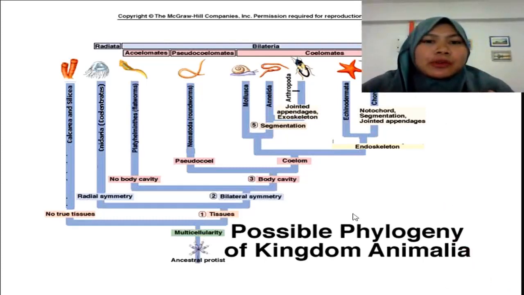So I would like you to make sure you really understand and memorize the hierarchy of complexity of the animal kingdom, starting from the least complex: Porifera, next Cnidaria, then followed by Platyhelminthes, Nematoda, Mollusca, Annelida, Arthropoda, Echinodermata, and Chordata.